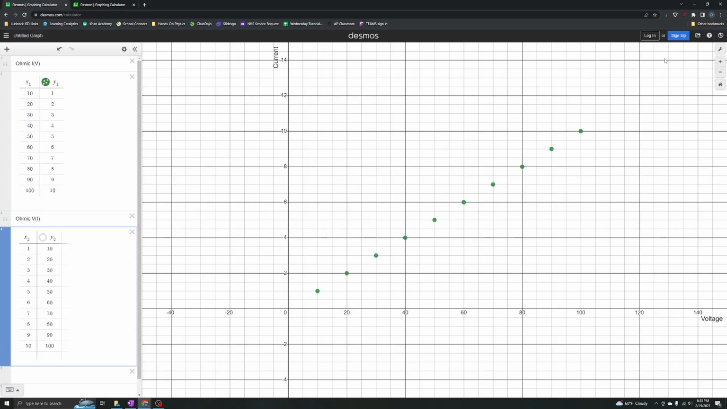You can see the green dots here represent ohmic behavior. At 10 volts, I had a current of 1 amp. At 20 volts, 2 amps, 30 volts, 3 amps. And you can see it's a very nice linear behavior. That's considered ohmic.